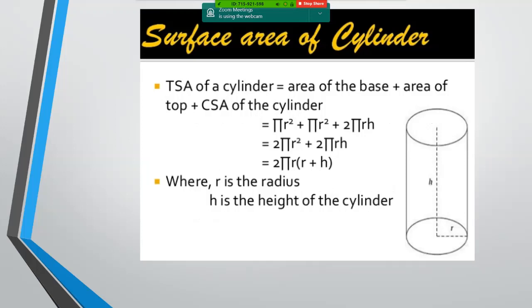Take this down: the total surface area of the cylinder is nothing but the area of the base and the top. There are two bases actually, then the curved surface area of the cylinder. So we have pi r square plus 2 pi r h. If you take common, you get 2 pi r (r plus h), where r is the radius and h is the height of the cylinder.